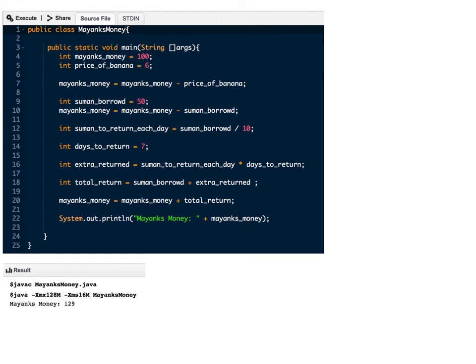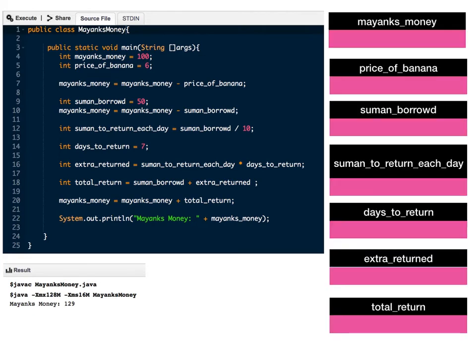So once you execute, you get this 129, exactly matching what we were doing, right? So once again, in this case, we had all these variables: this int Mayank money that got created here, price of banana here, Suman borrowed here, and similarly others.